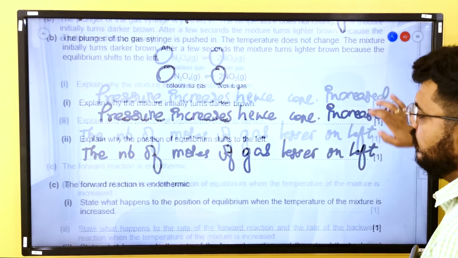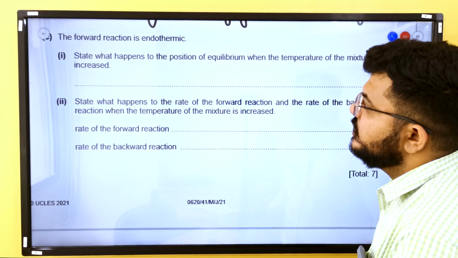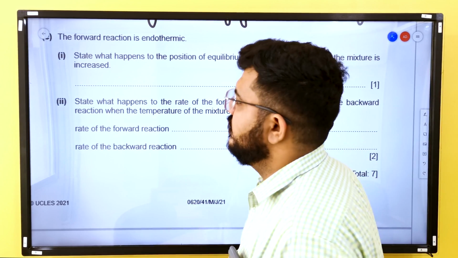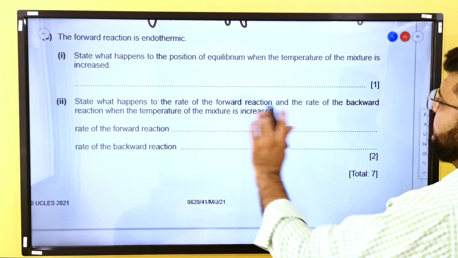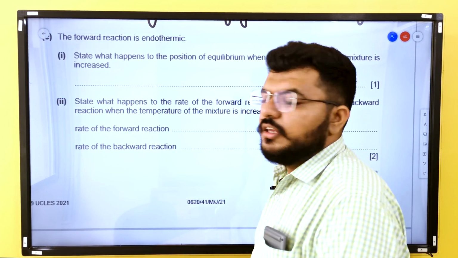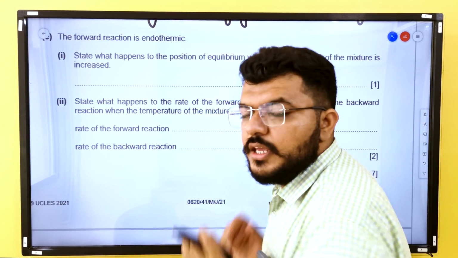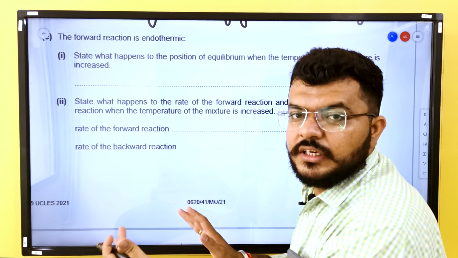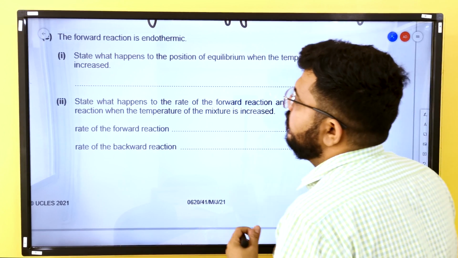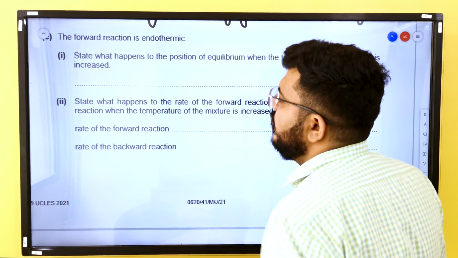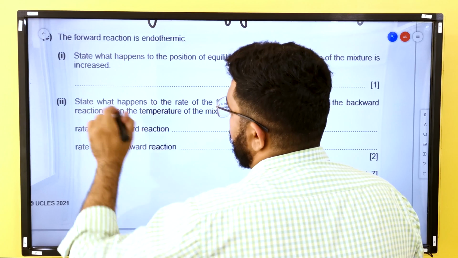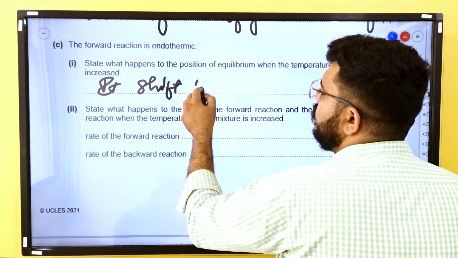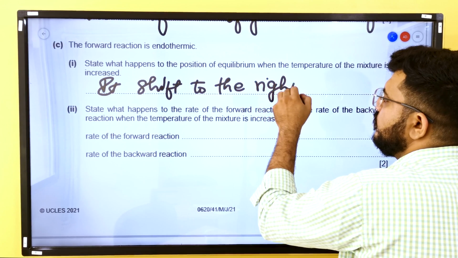Okay, next part, question E. The forward reaction is endothermic. So dinitrogen tetraoxide becoming nitrogen dioxide is endothermic. It takes in energy. State what happens to the position of equilibrium when the temperature of the mixture is increased. Now guys, if the forward reaction is endothermic, the reverse reaction will be exothermic because this is a reversible reaction. So what will happen to the position of equilibrium? The endothermic reaction will be enhanced, right? But the exothermic reaction will not be enhanced as much as the endothermic reaction, right? So it shifts to the right, correct?